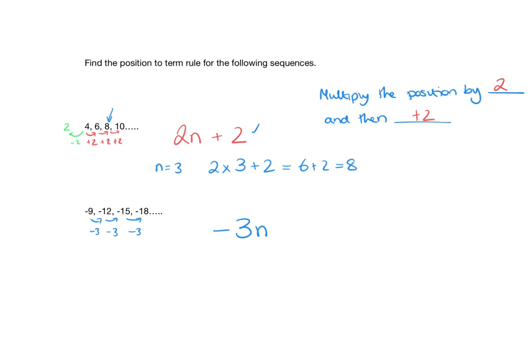Now to find out what I'm adding at the end, I'm going to go back a term. So I'm going to add 3, and my previous term would be minus 6. So my rule is minus 3n minus 6. So let's do a check. Again, I'm going to use n equals 3. Minus 3 times 3 minus 6 is minus 9 minus 6, which is indeed minus 15, which is what our third term is.